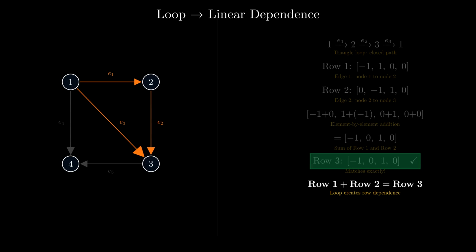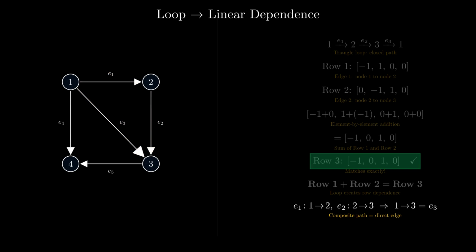The loop in the graph predicted this dependency before we even touched the algebra. Edge 1 goes from node 1 to node 2. Edge 2 goes from node 2 to node 3. That composite trip from node 1 to node 3 matches edge 3, which goes directly from node 1 to node 3. Every closed loop in the graph creates a linear dependence among the rows of A.